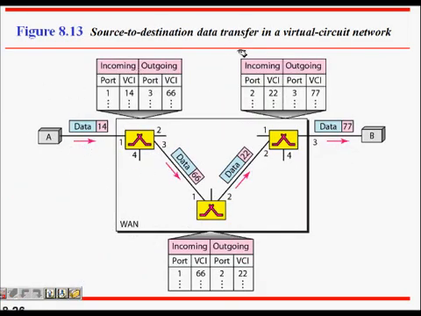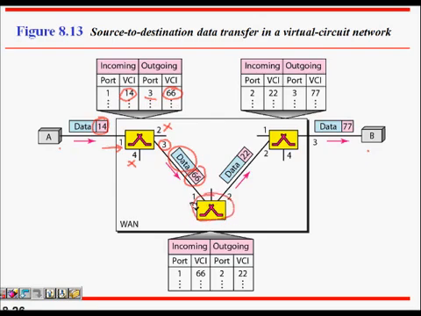So this is the source to destination data transfer. A is sending to B, so data is there and the VCI is 14. Now the switch looks up: this is port 1 and VCI is 14, so this table tells us to forward it to port 3. Don't forward it to port 4, don't forward it to port 2, forward it to port 3, and give it a VCI which is 66. So I take the data and put a new VCI, which is 66.